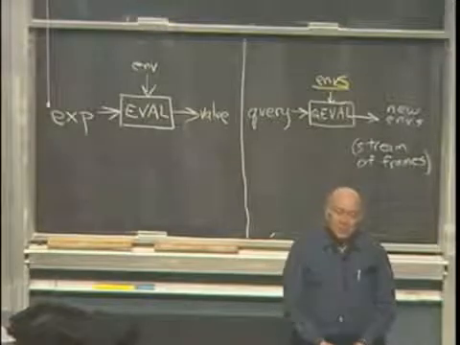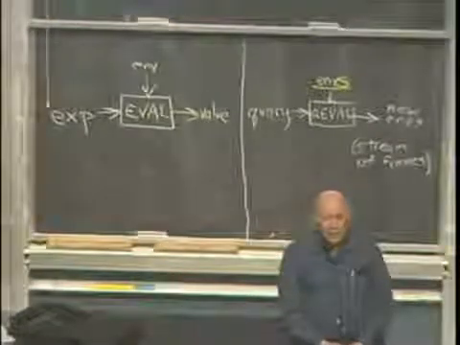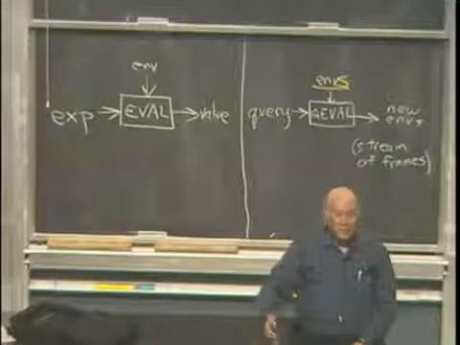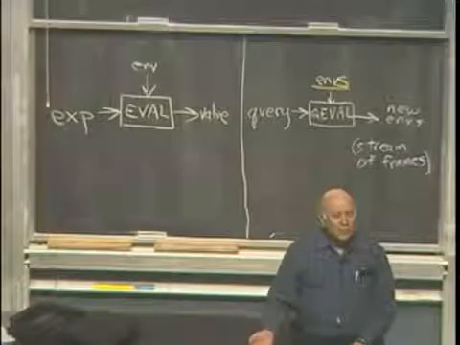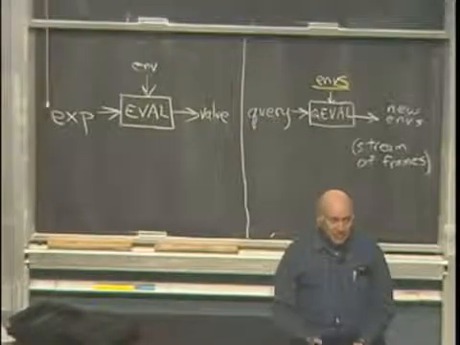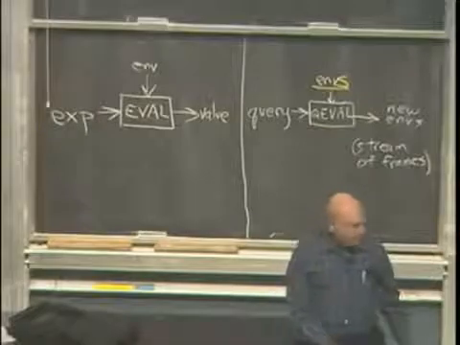And of course, as usual with streams, what's really happening is they get generated one at a time, and the next one is generated only when we force a promise by taking stream-cdr, just as when we learned about streams the other week.